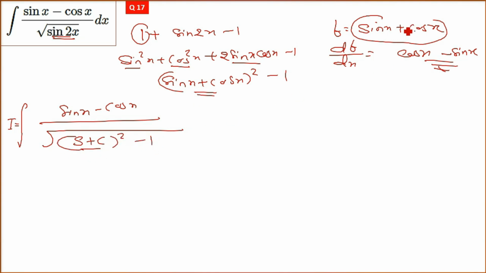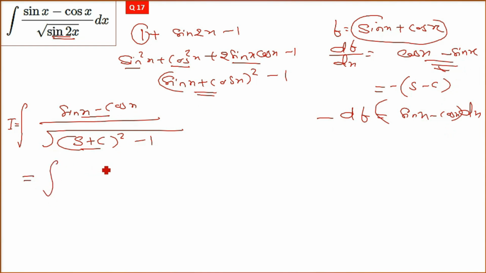Sin x plus cos x, already I have taken it as t. dt by dx is cos x minus sin x. But the numerator is sin x minus cos x. So for that we will take a negative outside. So negative sin x minus cos x, dt, negative taken on the left hand side, dt will be equal to sin x minus cos x dx. So that is what is in the numerator. So the numerator can be written as negative dt, minus you can take it out, it is dt, divided by under root sin x plus cos x whole square, which is t square minus 1 square.